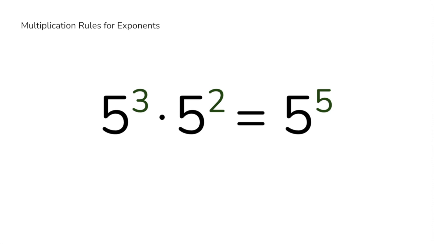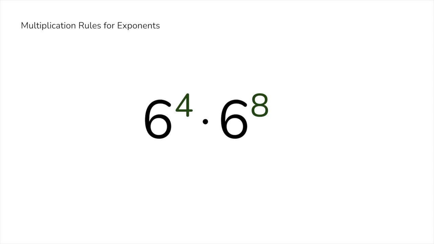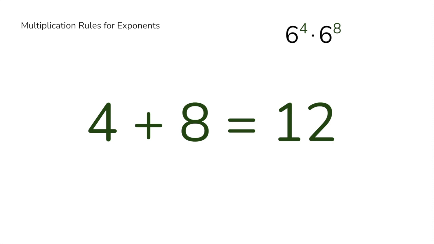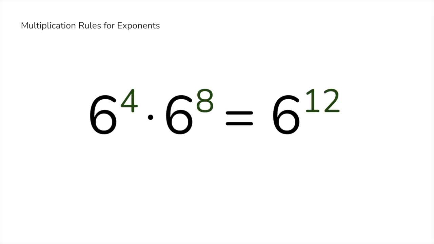Let's try out another problem. 6 to the power of 4 times 6 to the power of 8. Both of the bases here are the same, being 6. So what we do is we add 8 and 4, giving us 12. We keep the base and get 6 to the power of 12 as our final answer. Now that we've gone over multiplication, let's go on to division.